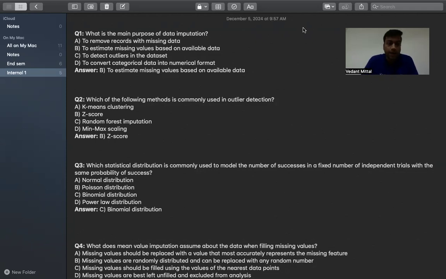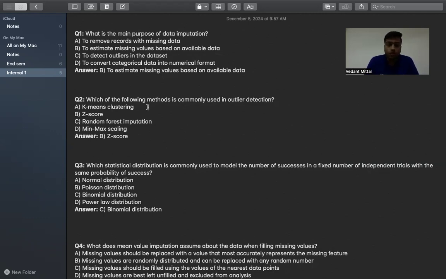So let's begin. Question 1 says, what is the main purpose of data imputation? To remove records with missing data, to estimate missing values based on available data, to detect outliers in the dataset, to convert categorical data into numerical data. So basically, data imputation is the method to estimate missing values based on available data. We use mean, median, k nearest neighbor, and the skewed distribution using variance or standard deviation.